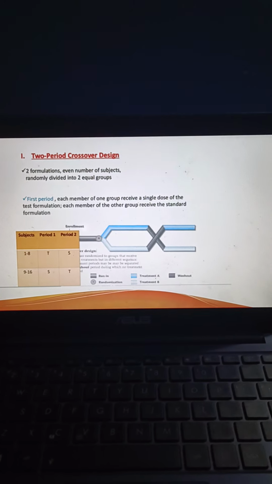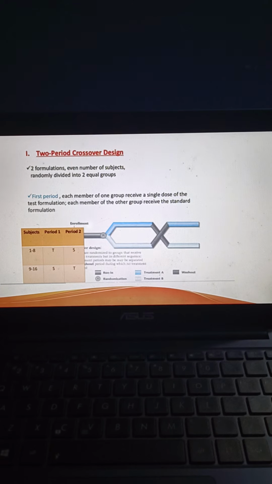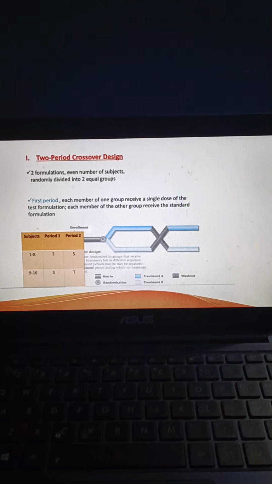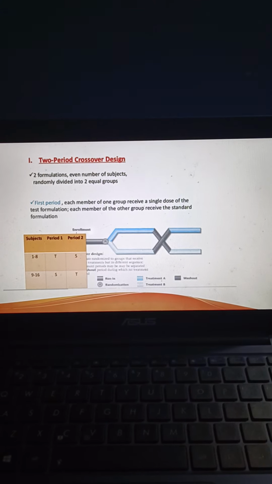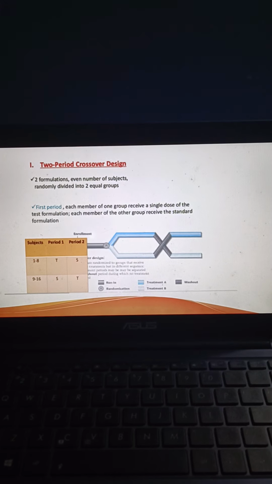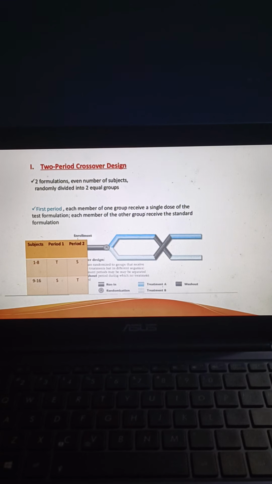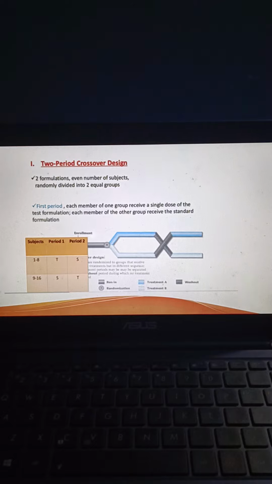Then coming to pharmacokinetic studies. Two-period crossover design, two formulations, an even number of subjects randomly divided into two equal groups. In the first period, each member of one group receives a single dose of the test formulation, and each member of the other group receives the standard formulation. Subjects 1 to 8: period 1 test, period 2 standard. Subjects 9 to 16: period 1 standard, period 2 test. So this is a two-period crossover design.